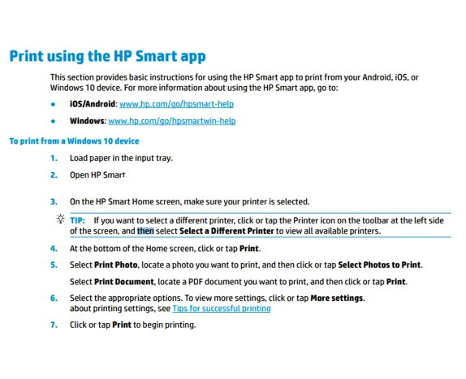You can see on the screen. This section provides basic instructions for using the HP Smart App to print from your Android, iOS or Windows 10 devices. For more detail on iOS or Android devices, you can click on this link which is available on the screen, and for Windows devices you can click on this link.